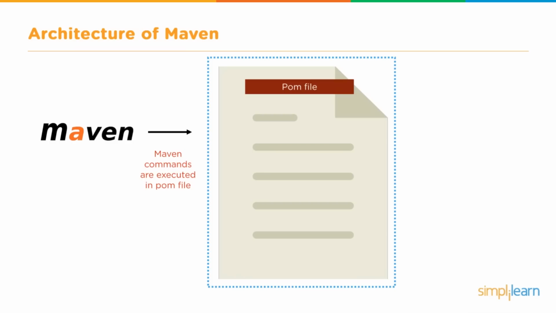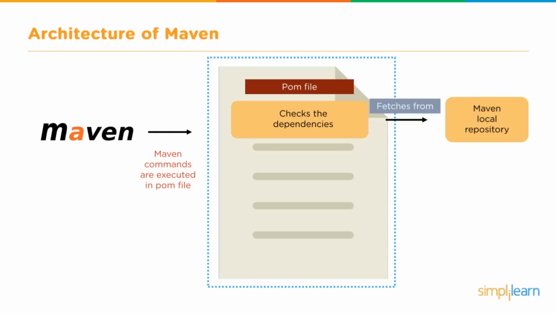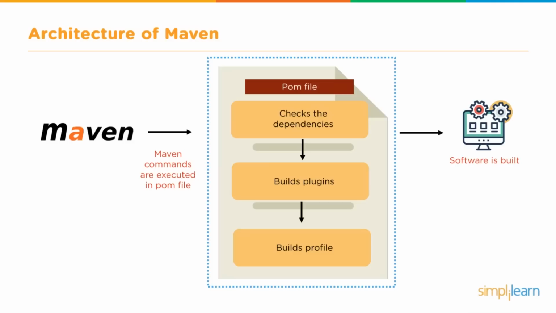The actual architecture of Maven is that the execution and commands are managed through what's known as a POM file. The POM file itself is a project object model, and it's an XML file that has the details for the project and the configuration for the build environment. The POM file itself will then fetch dependencies from the local repository and will apply any plugins that you may have also included within your Maven environment. The goal is that your software is built in a much more controlled manner.